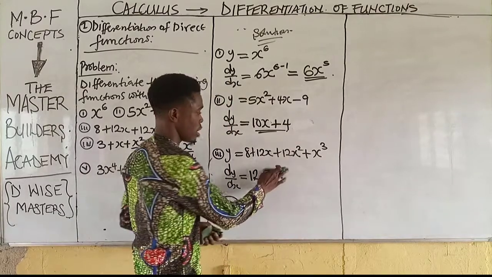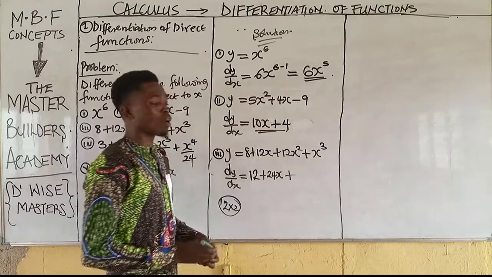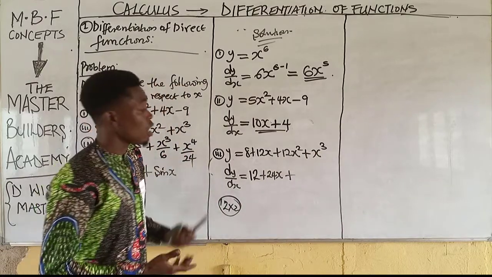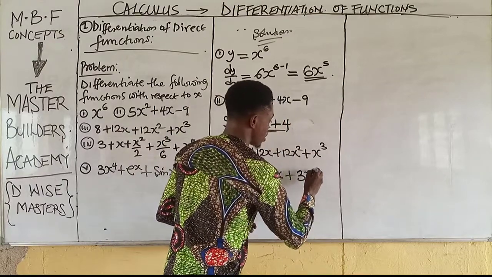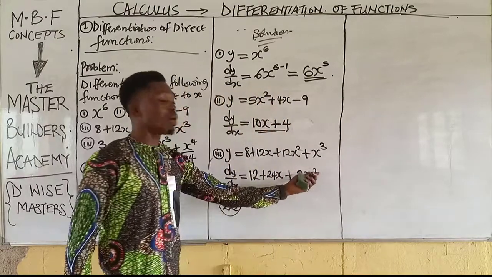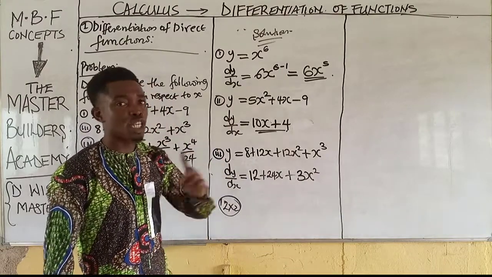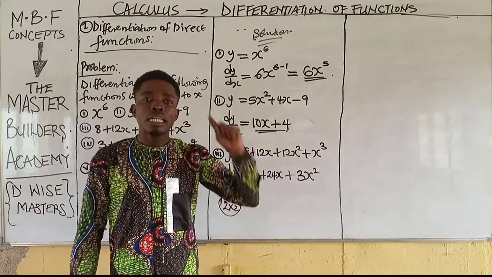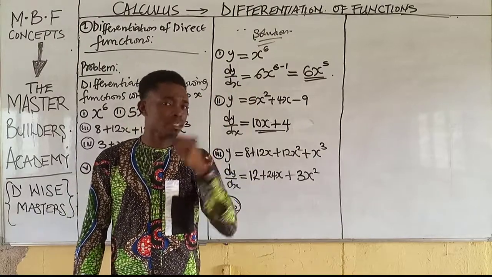Then you ignore it. Then plus, when you differentiate x raised to the power of 3, all you just need to do is to bring down the power, put down the base, then reduce 3 by 1. You are going to have 2. Don't forget, anytime you differentiate a polynomial function, the original power must reduce by 1.